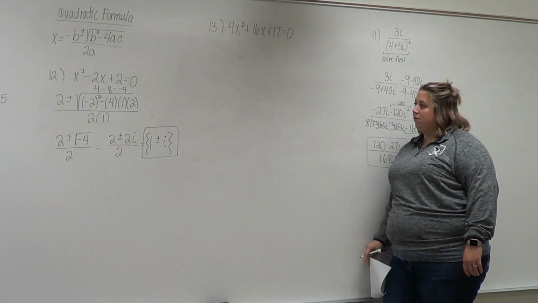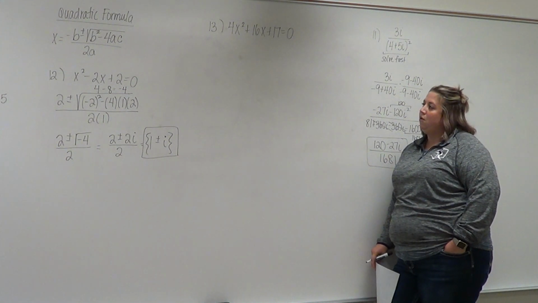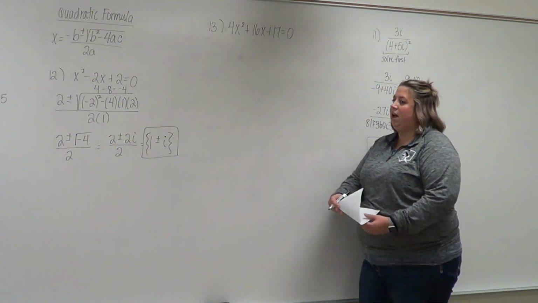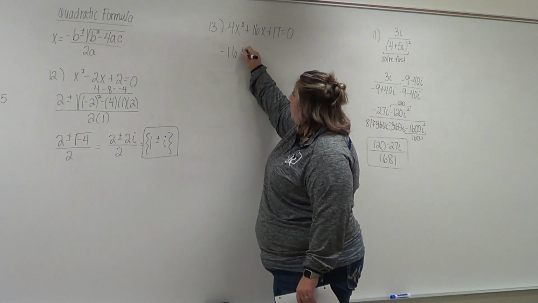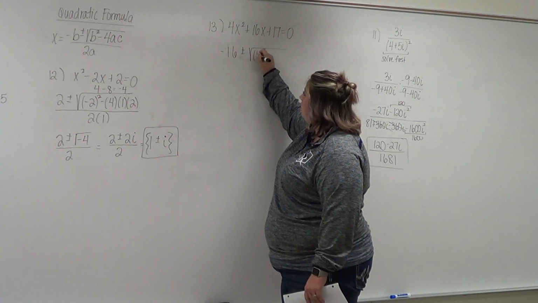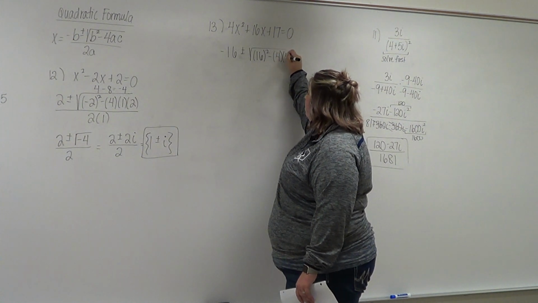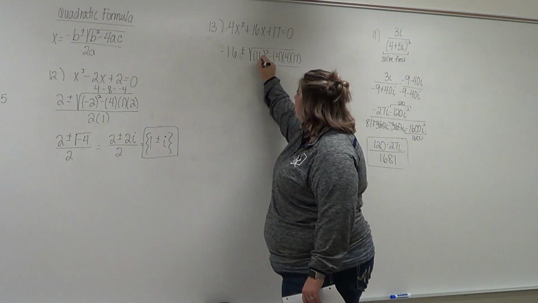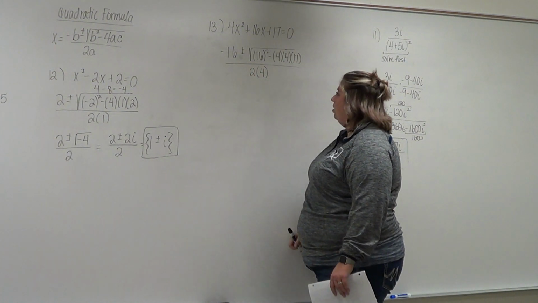Alright, let's do another one. Okay, so I would have negative 16 plus or minus the square root of 16 squared minus 4 times 4 times 17 all over 2 times 4.